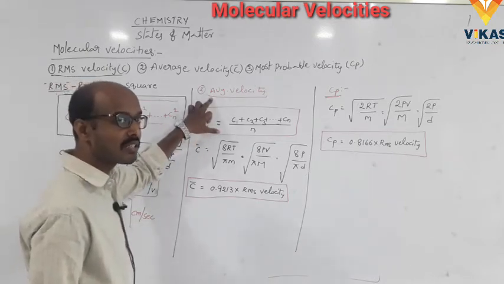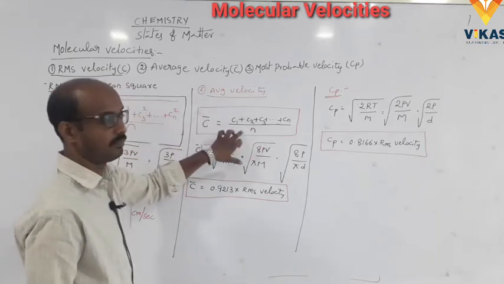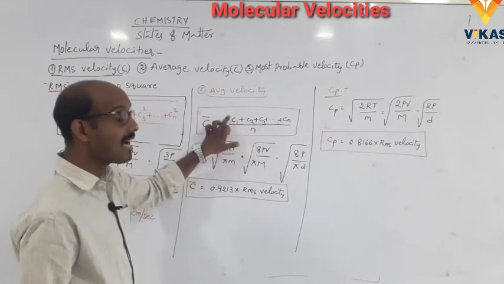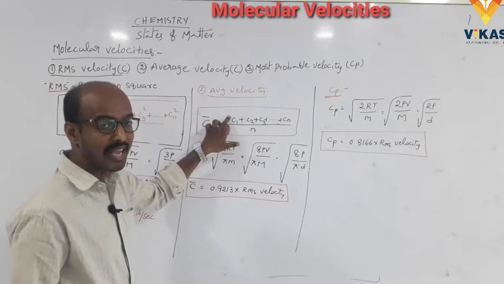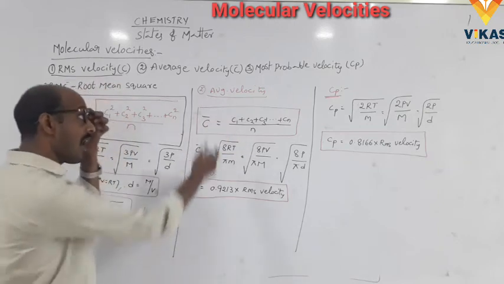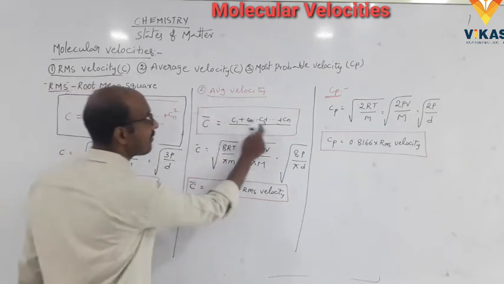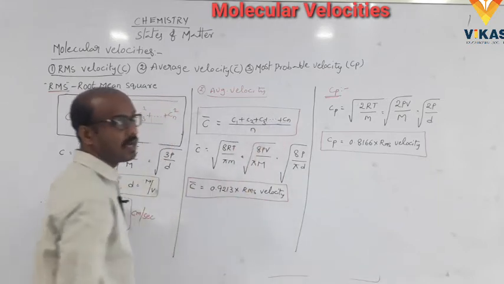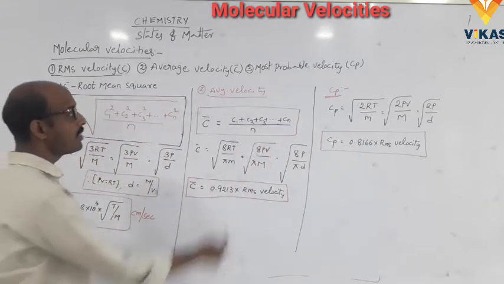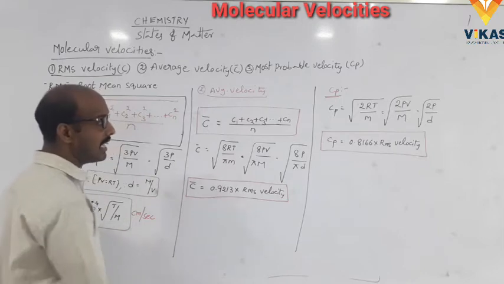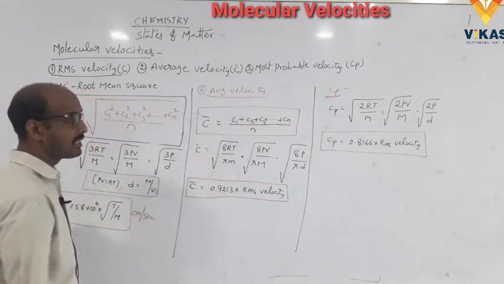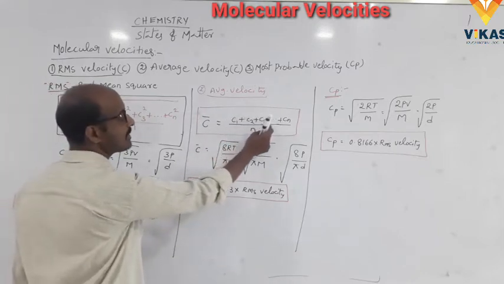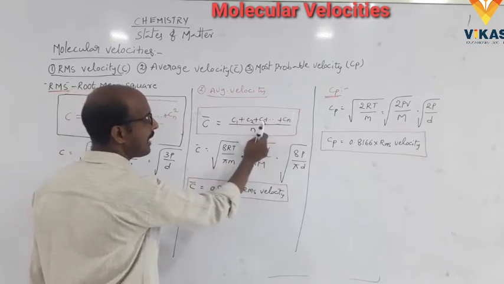What is the average velocity? It is the average of the velocities of the molecules of the gas at any temperature, called average velocity. It is represented by C bar. C bar is equal to C1 plus C2 plus C3 and so on plus Cn, divided by n.